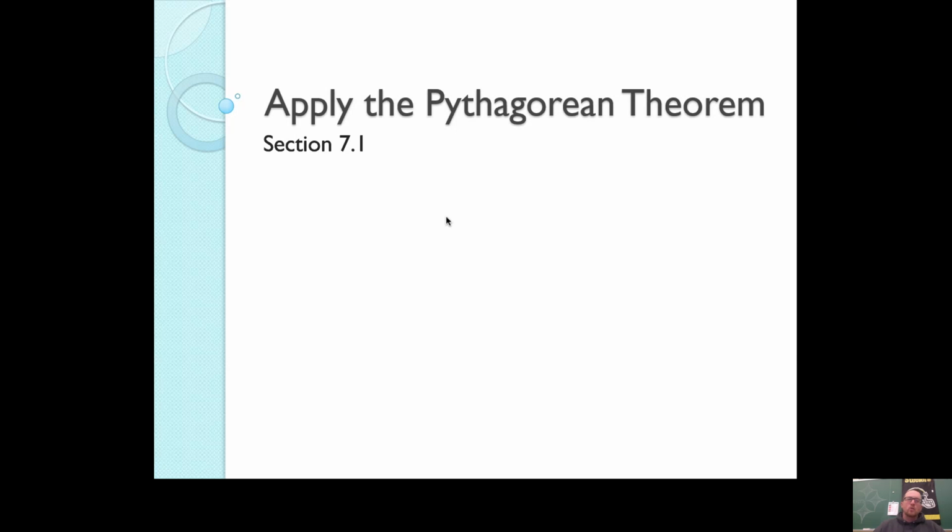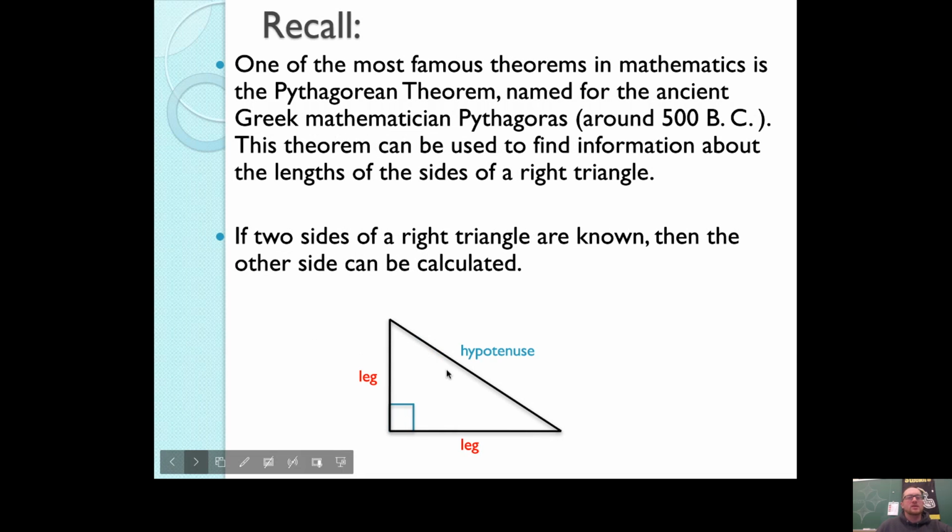This is section 7.1. We're going to apply the Pythagorean theorem. This is my favorite chapter in the whole text, so hopefully you get some enjoyment out of it too. This is a review. Here's a right triangle.